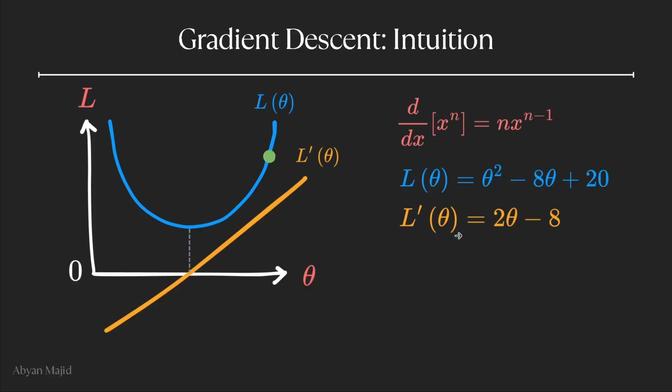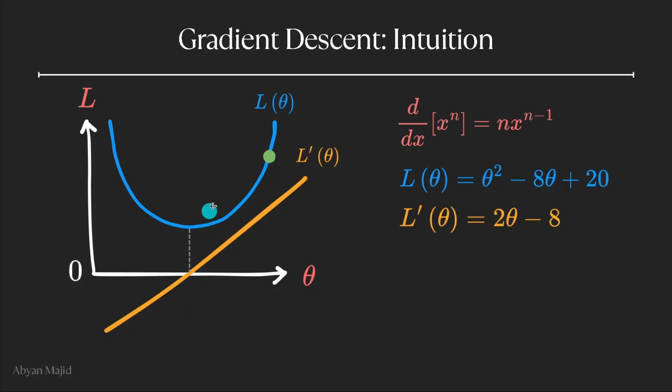But how do we know where that point is? Where the minimum point is? Well, recall from differential calculus, at the minimum point of a curve, we know the gradient is 0. This orange line over here is L prime, which is the derivative of the loss function. And as you can see, when the loss function is at the minimum point, its gradient is 0.